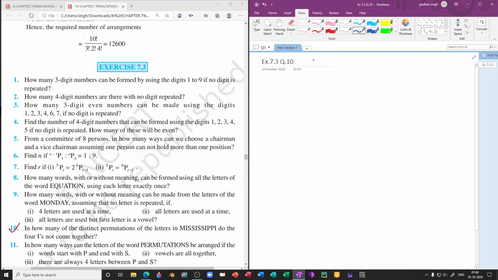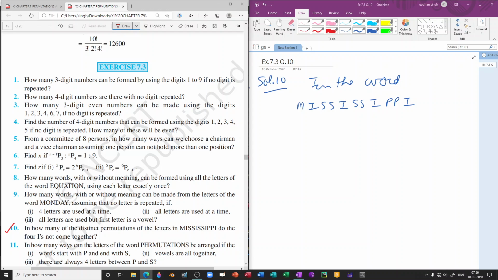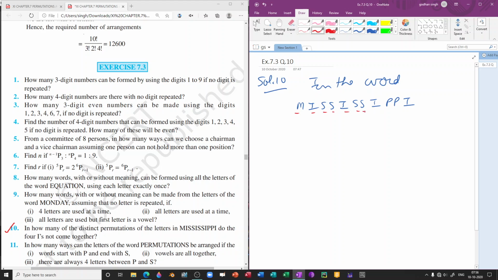So solving the 10th one, solution 10. In the word Mississippi, M-I-S-S-I, then again we have double S, I, double P, I. Now let us count all the letters of the word Mississippi. So this is 1, 2, 3, 4, 5, 6, 7, 8, 9, 10, 11.